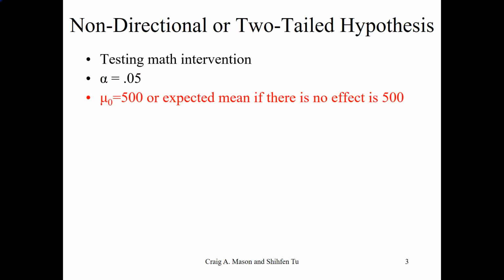In other words, if the intervention has no effect, the mean for the population of students who might receive the intervention is equal to 500. In essence, if the intervention doesn't work, we expect to see a mean of 500. What we're going to change are our hypotheses.